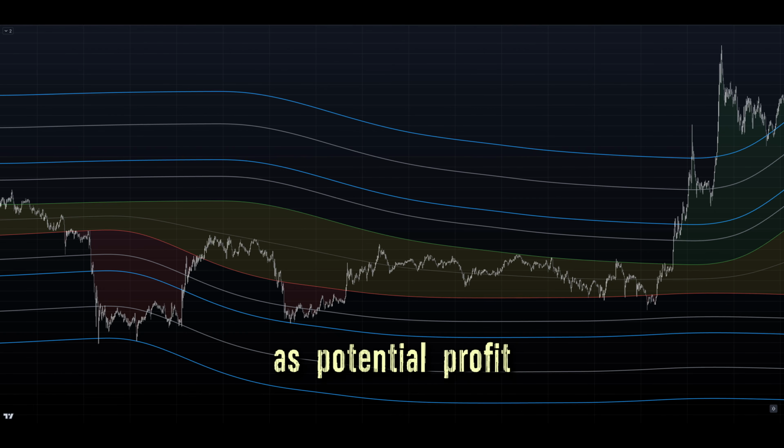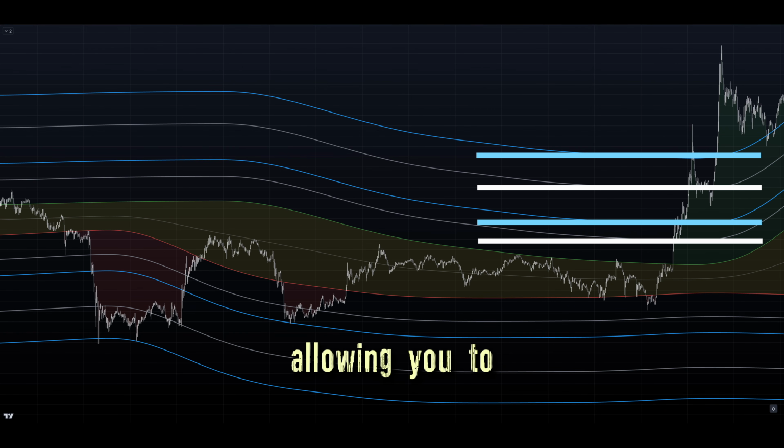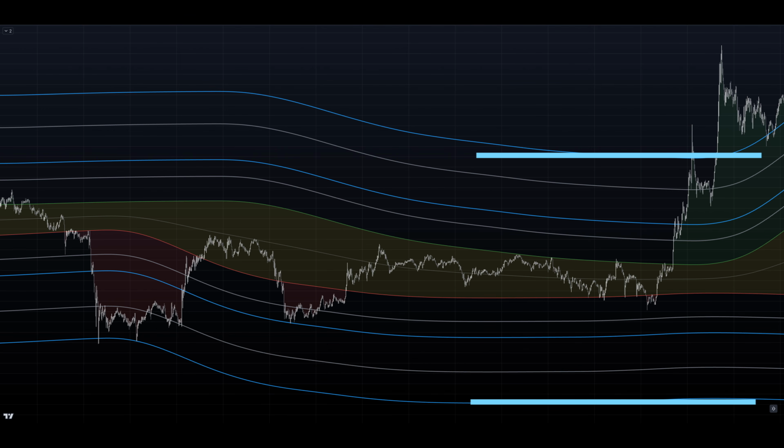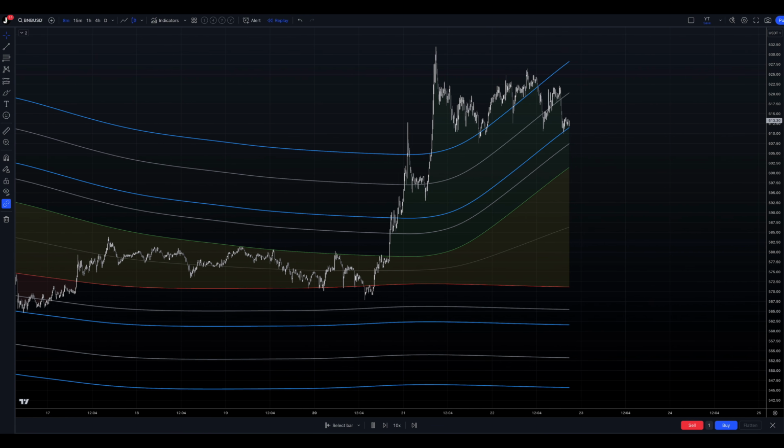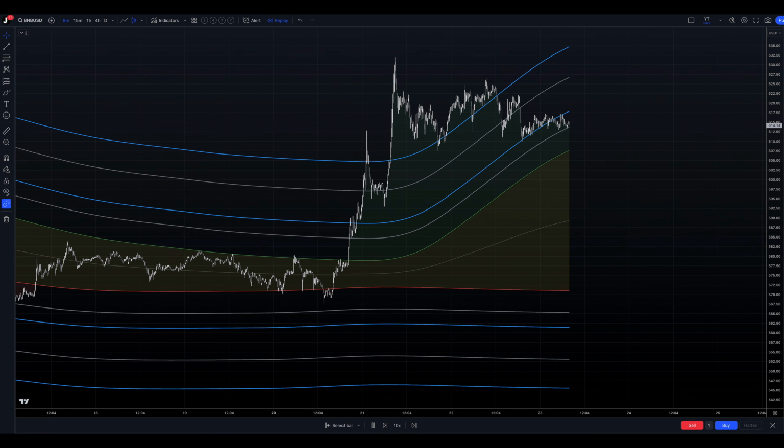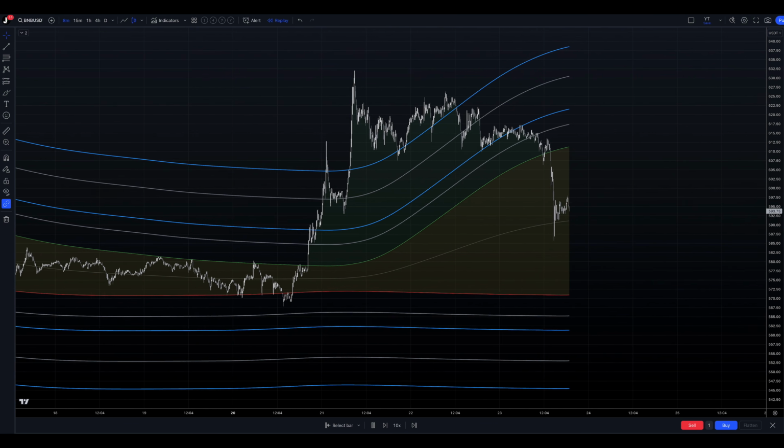These can be used as potential profit target levels, allowing you to take some profits as price reaches certain levels set by the bands. When the price crosses that last top or bottom blue-gray line, it's considered heavily overbought or oversold, and a reversal is likely to occur sooner rather than later. So these outer bands can signal an area to either book full profits or trail your stops.